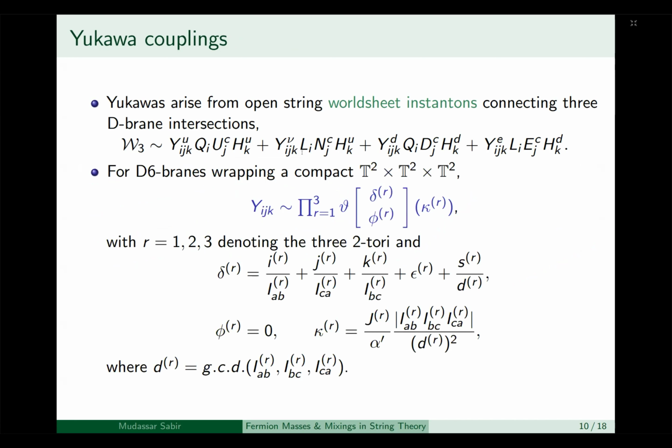For D6 planes wrapping a compact factorizable 3 tori, we can write the Yukawa coupling formula in this form, which is a product of 3 Jacobi theta functions. The theta function has 3 arguments, basically 2 characteristics, delta and phi, and there is a kappa. So we take phi equal to 0 everywhere. And kappa is related to the intersection numbers in the following way. And this delta is some shifting with the proper intersection numbers inserted, and d_r is the greatest common divisor.